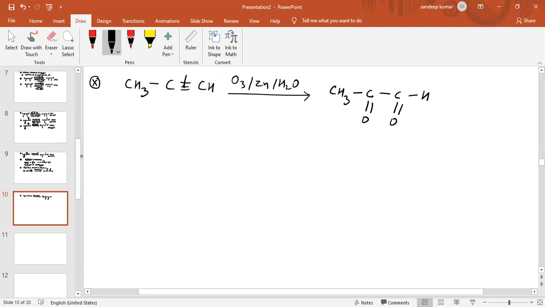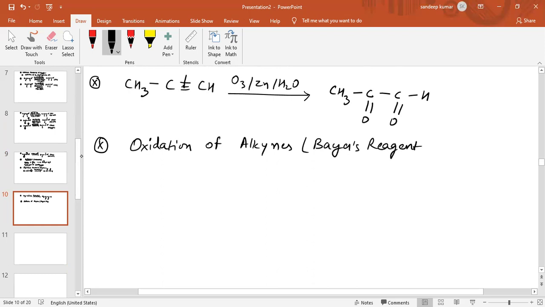Now see another reaction, the oxidation of alkynes by using Bayer's reagent. See what happens in this case. This is also very easy.